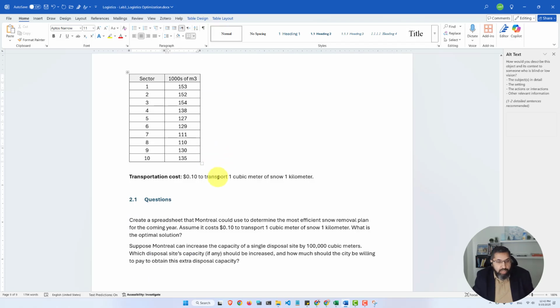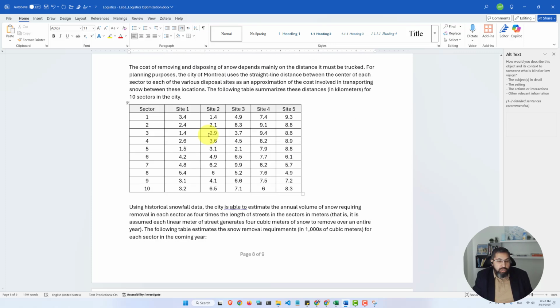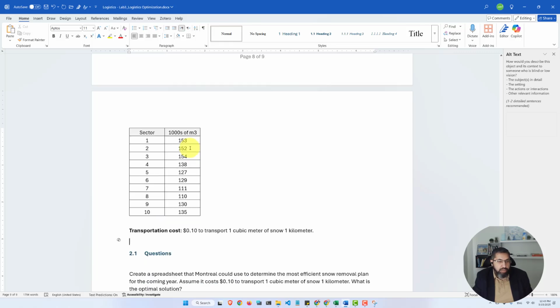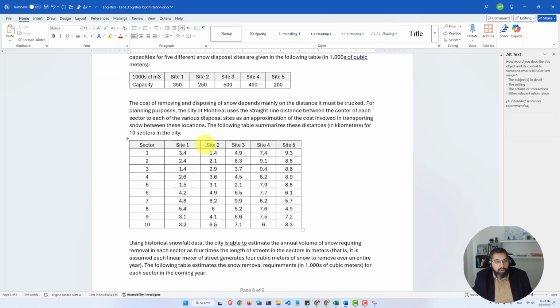These tables and this transportation rate have already been provided in the data Excel file. So let's go to Excel and set up this model. I might go a little bit faster this time because you've already seen how to set up these optimization models in Excel on the Paper case.